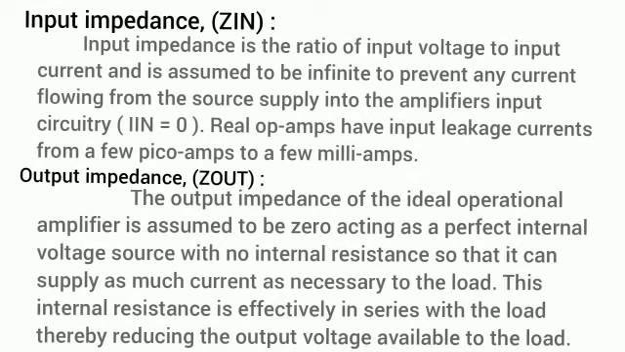Output impedance of the ideal operational amplifier is assumed to be zero, acting as a perfect internal voltage source with no internal resistance, so that it can supply as much current as necessary to the load. This internal resistance is effectively in series with the load.